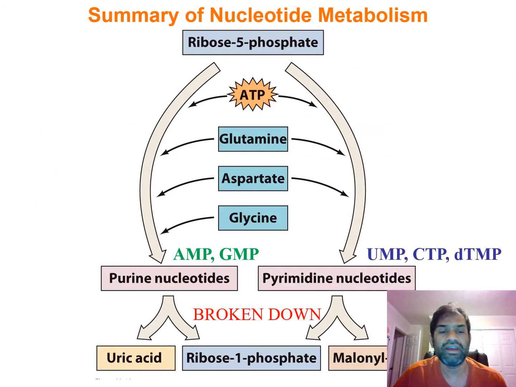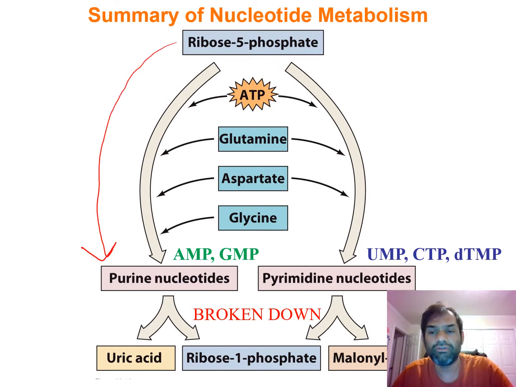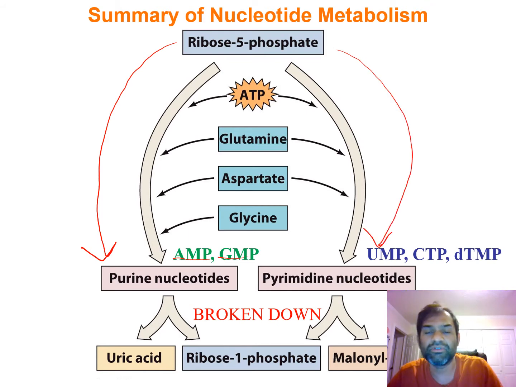In a summary of nucleotide metabolism, you have to remember that ribose 5-phosphate through de novo biosynthesis gets converted to the purines AMP and GMP. That ribose 5-phosphate also can get converted to the pyrimidines, which were UMP. From UMP, we go to UTP. From UTP to CTP, glutamine is the amino group donor to generate CTP. From UMP, we actually have to go to UDP, and then UDP gets converted to deoxy-UDP. That enzyme is ribonucleotide reductase.